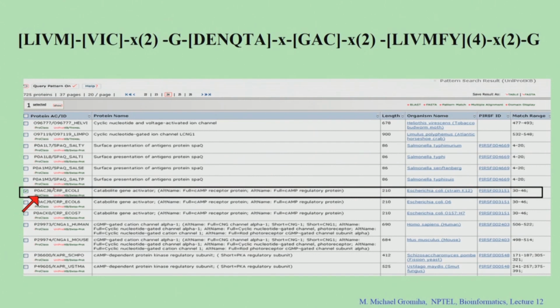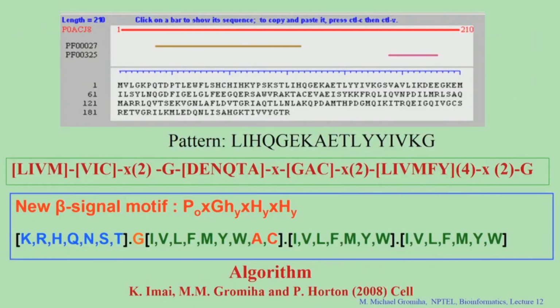If you click on any of these sequences, you will get the full sequence, and you can see the pattern in this sequence. Where does this start from? Here, VKG, from here to here.